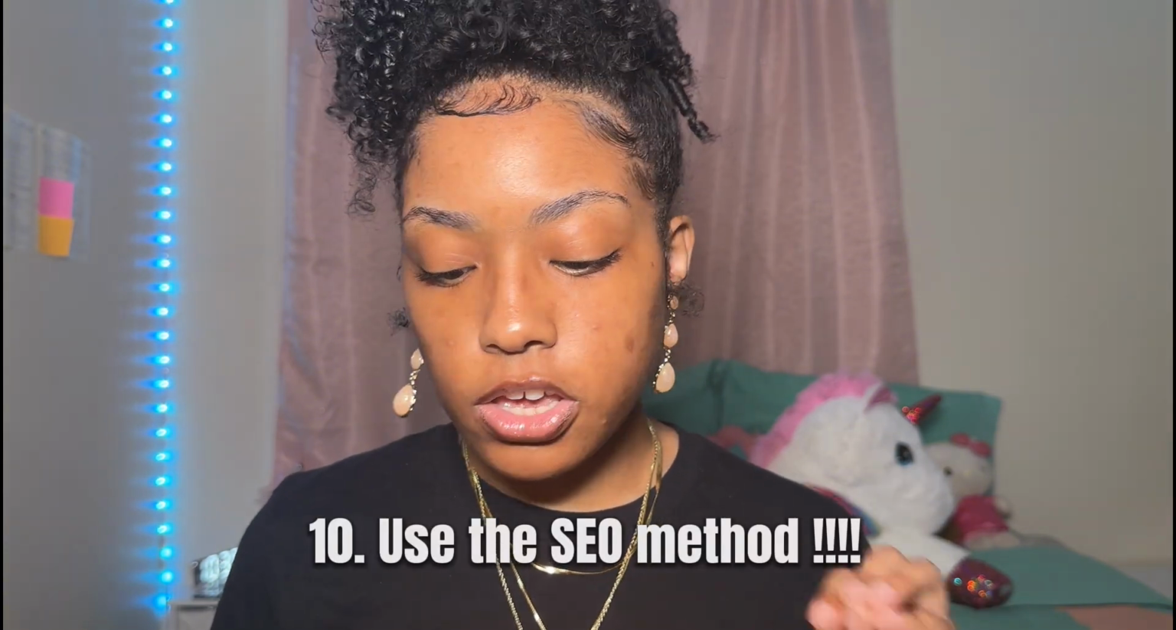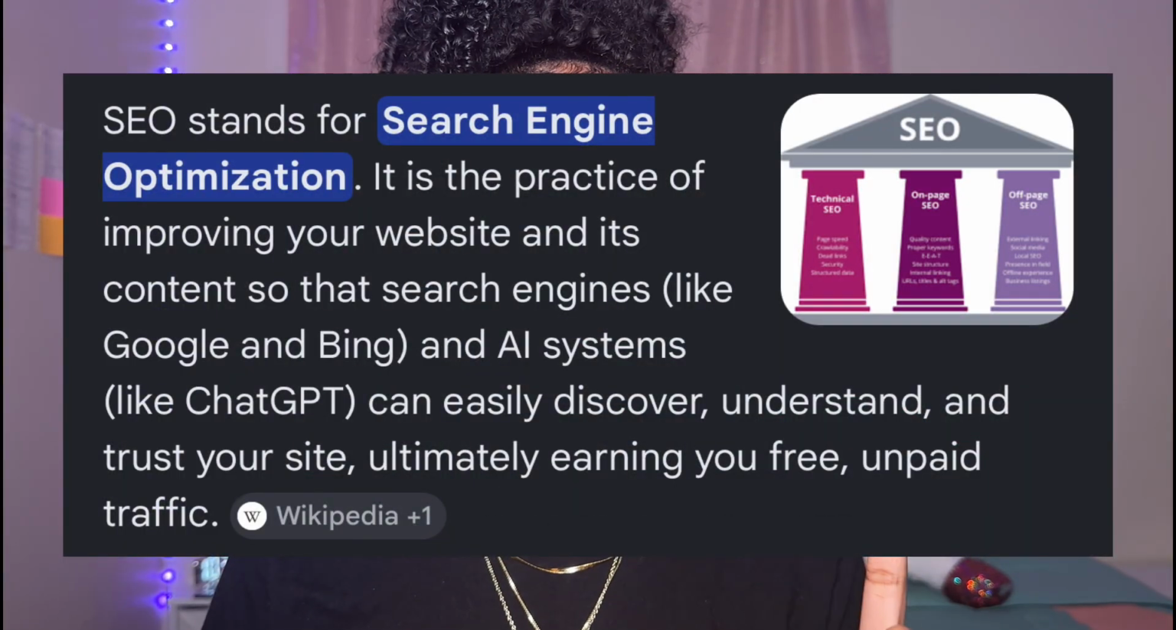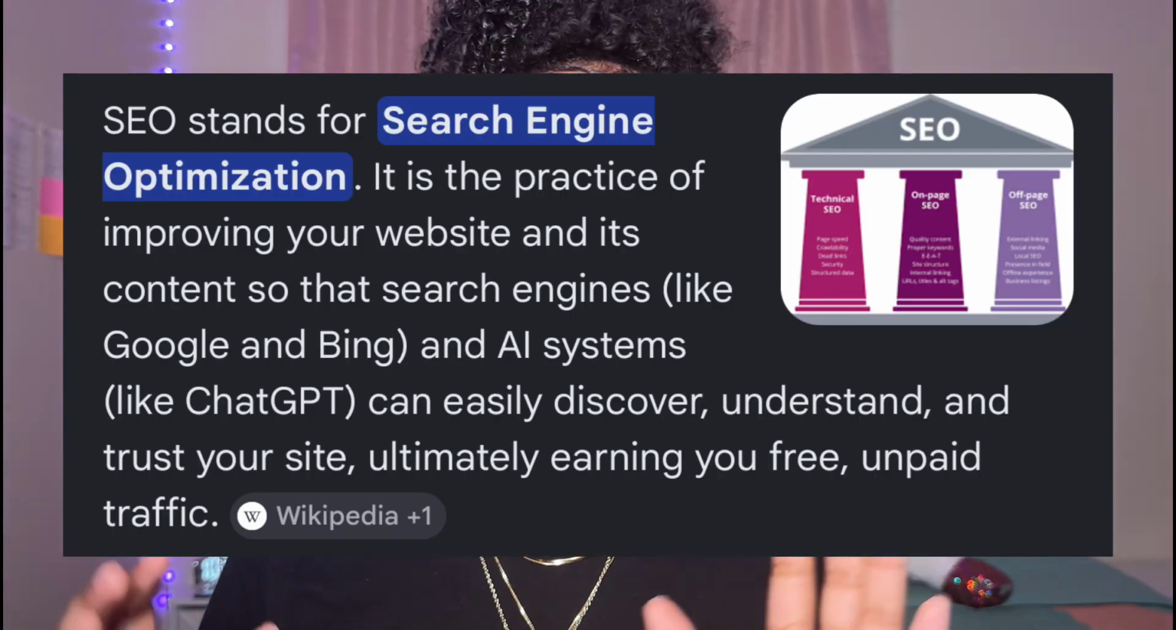The last point is to use the SEO method. I think it stands for search engine optimization. I don't know, I could be wrong. Future me, put the real definition in this video if I'm wrong. Even if I'm right too, just please put it in there. But I think SEO means search engine optimization. You've got to use this method. This method right here is the secret sauce. This method is what's really going to put you on for real. It's really going to get you some sales.